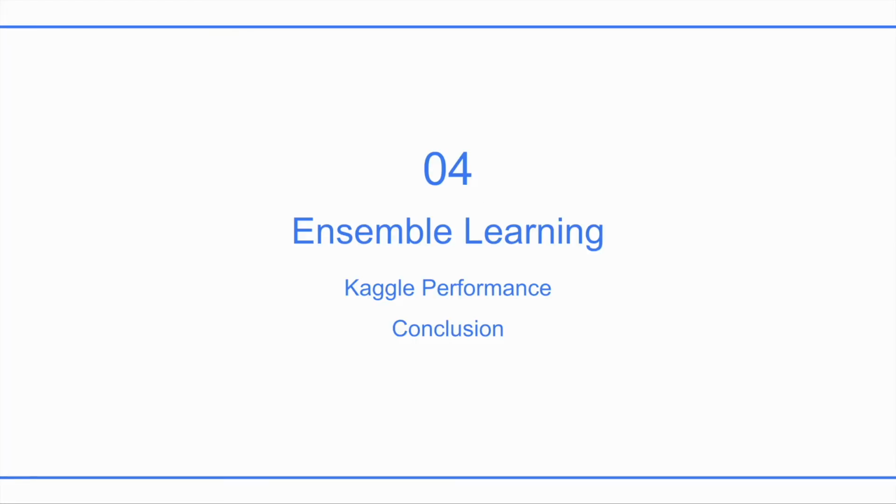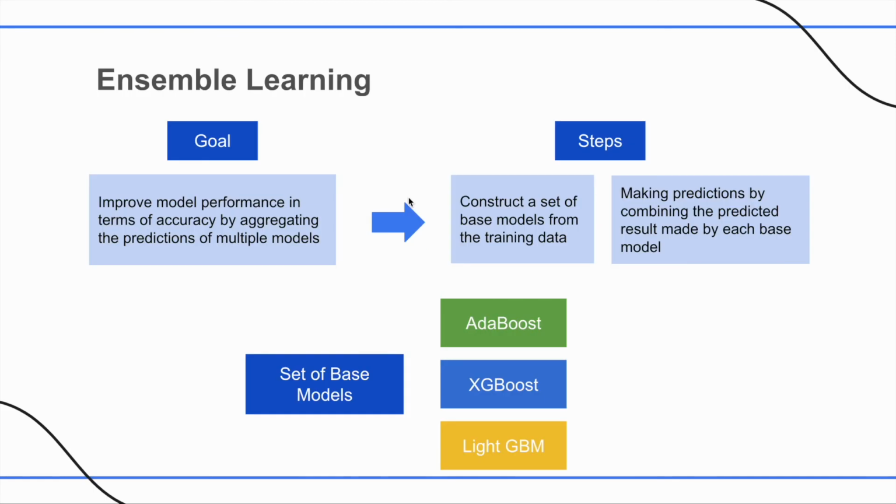Now, I will talk about our final approach, ensemble learning. So the main objective of ensemble learning is to improve model performance in terms of accuracy by aggregating the predictions of multiple models. This is done by constructing a set of base models from the training data and making predictions by combining the predicted results made by each base model. So for our experiments, we'll be using the three base models we created before, AdaBoost, XGBoost, and LightGBM. And we will use the same parameters as before.